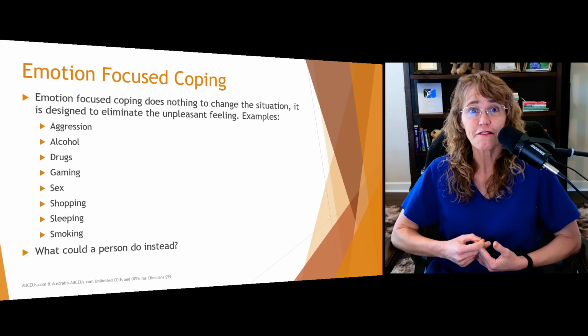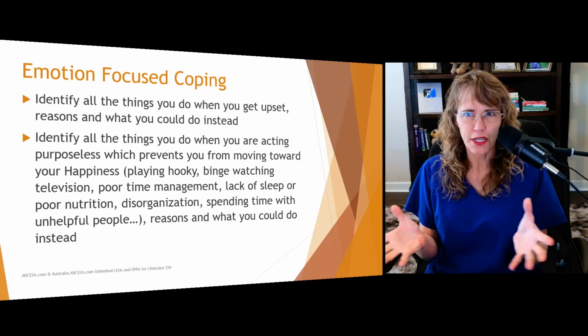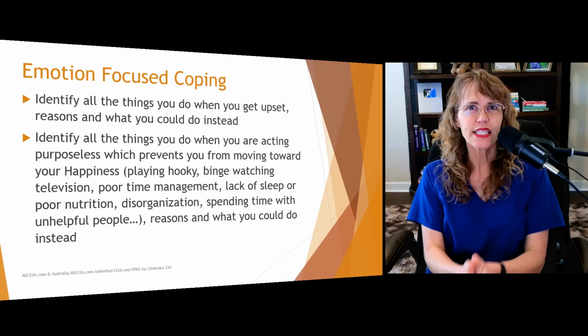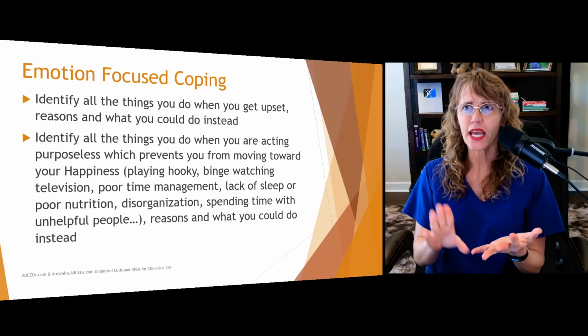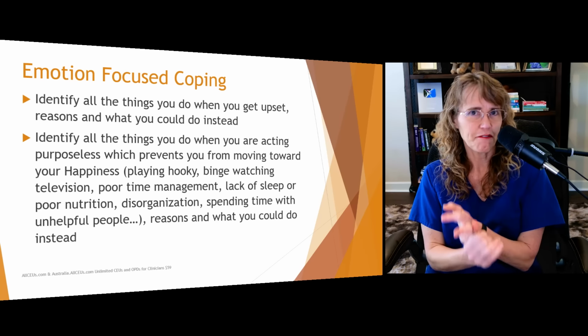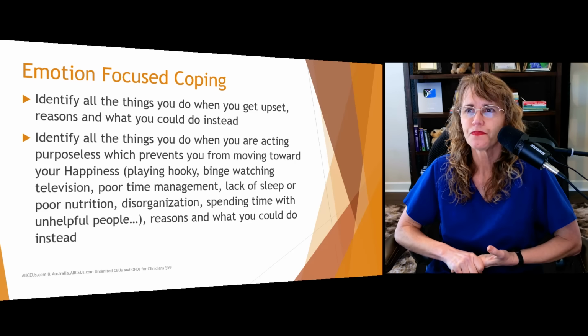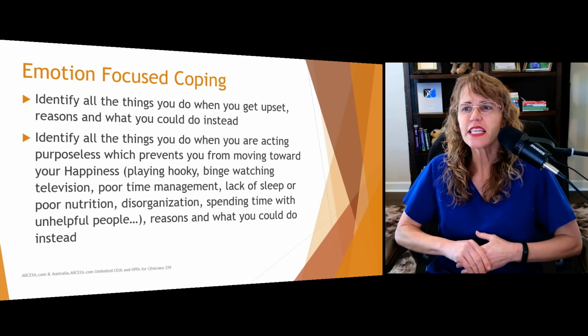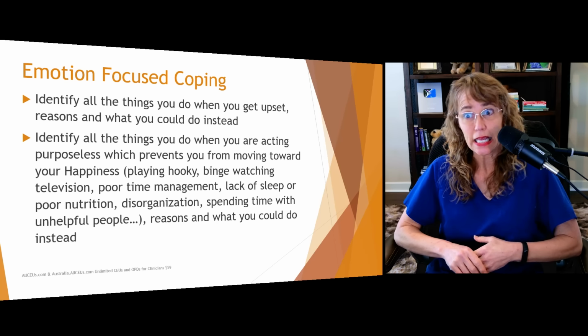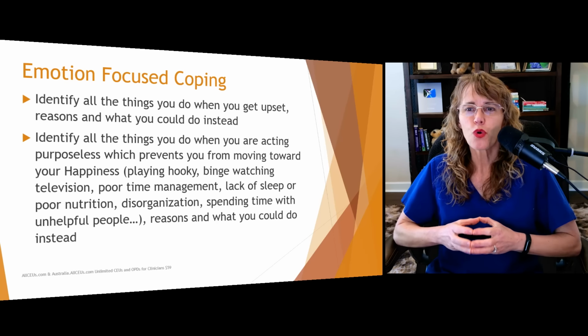Identify all of the things you could do when you get upset, the reasons why you get upset, and what you could do instead. Make a list ahead of time. When I'm upset, and I use that term for all those dysphoric emotions, what are some things that I could do? I could meditate. I could watch a funny show. There are a lot of distress tolerance activities that I could do. Identify all of the things you could do when you're acting purposelessly, which prevents you from moving toward your happiness.